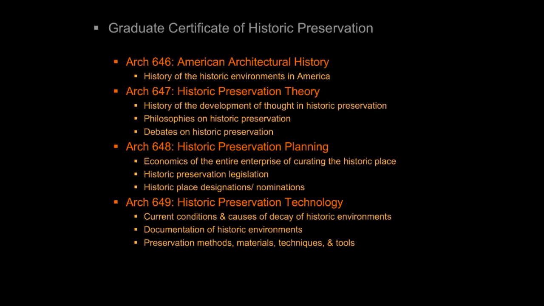In ARC 648, Historic Preservation Planning, you will learn about the economics and the legislation and historic place designations and nominations, how to do those kinds of things. And in ARC 649, Historic Preservation Technology, we talk about how to analyze the decay in historic buildings, how to document historic buildings, and what the various preservation methods, materials, techniques, and tools available are. So if you are interested in pursuing the Graduate Certificate of Historic Preservation, I highly recommend you take these 4 core courses. They are offered both in the fall and in the spring semester.